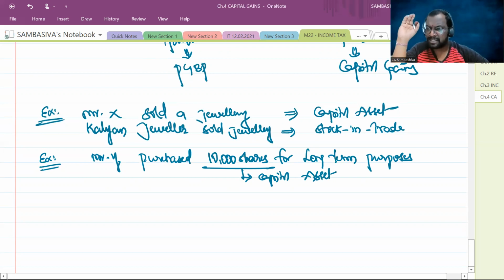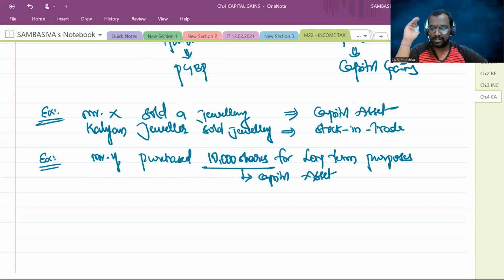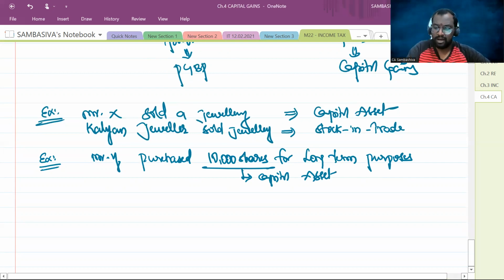Because he purchased the shares for long-term purposes, he's going to hold those shares for a long term. For him, this is an investment, and it is his capital asset. Now, let us take another example.